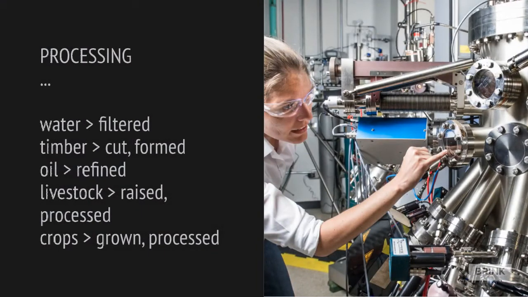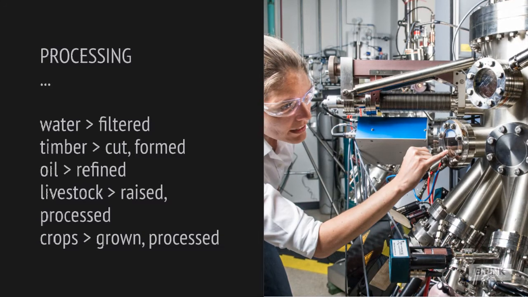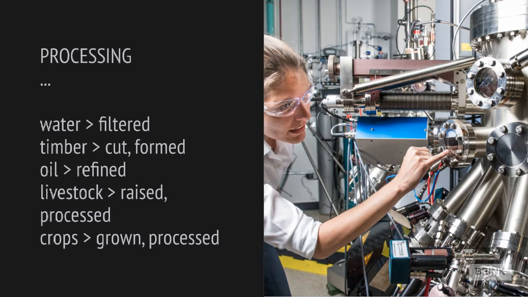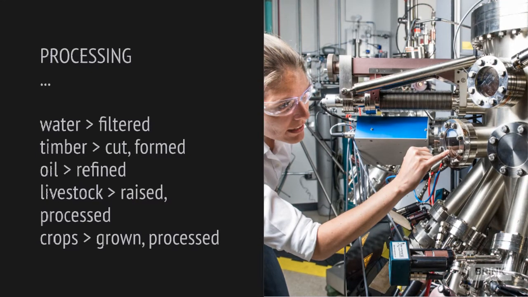Some examples of processing include water, which is filtered, put into bottles, and sold at retail locations; timber, which is cut and formed into lumber and paper; oil, which is refined and made into gas, heating oil, and petroleum products; and crops and livestock, which are grown and raised and then sent to plants for processing.